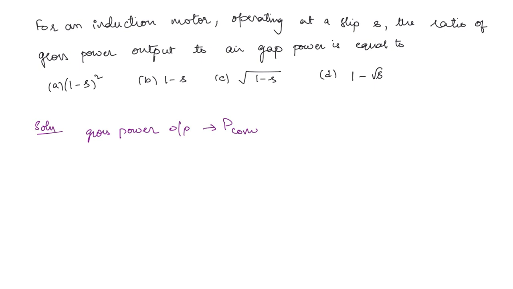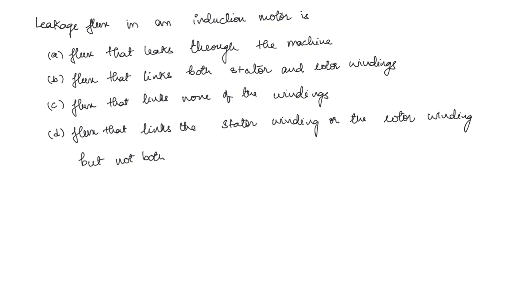Okay, so now we want the ratio. Once this is known, then it is very simple. We want the ratio P converted by Pg. We know P converted is 1 minus S times Pg, divided by Pg. You are going to get answer B.